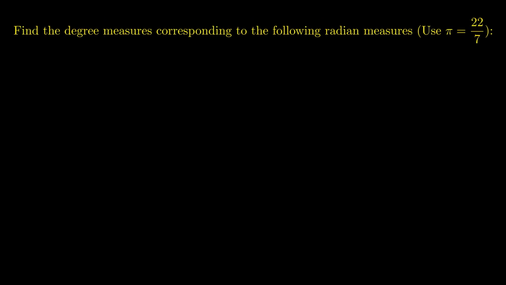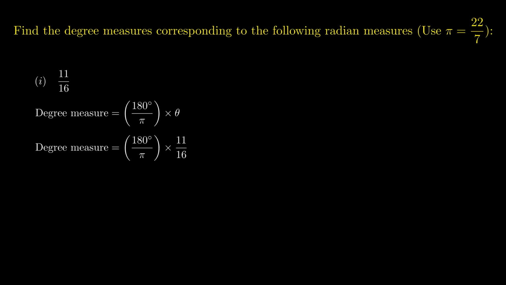So in the previous problem set, we converted from degrees to radians. Now let's do the otherwise. So first up, we have 11 by 16 radians. Let's write down the formula for degree measure. So here the theta given is 11 by 16. And for pi, I'm substituting 22 by 7.